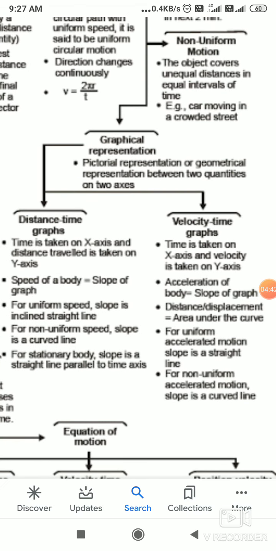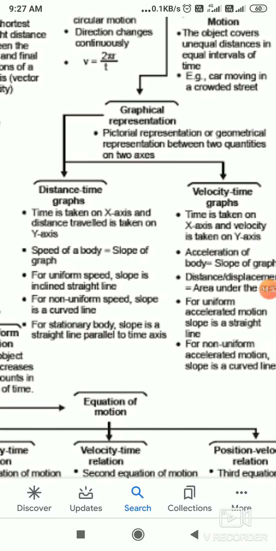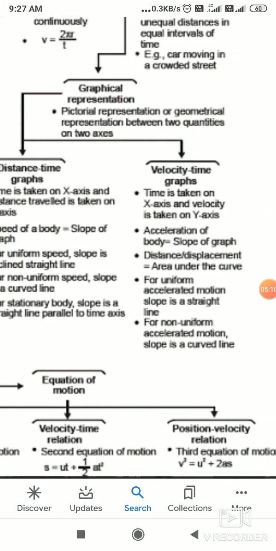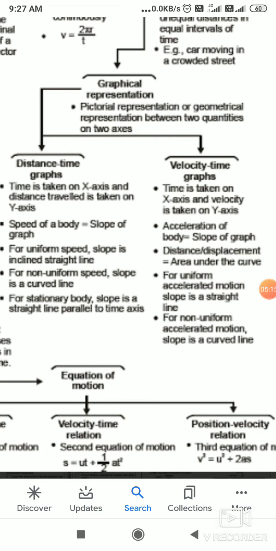Okay, the graphical representation, pictorial or geometrical representation between two quantities on two axes: distance-time graph and velocity-time graph. Normally we have these two types of graph. In the distance-time graph, time is along the x-axis and distance along the y-axis. The slope of the graph will give you the speed. For uniform motion the graph is a straight line, and for non-uniform motion it is a curve. For a stationary body, the graph is a straight line parallel to the time axis. We have three or four different types of graph in the distance-time graph.